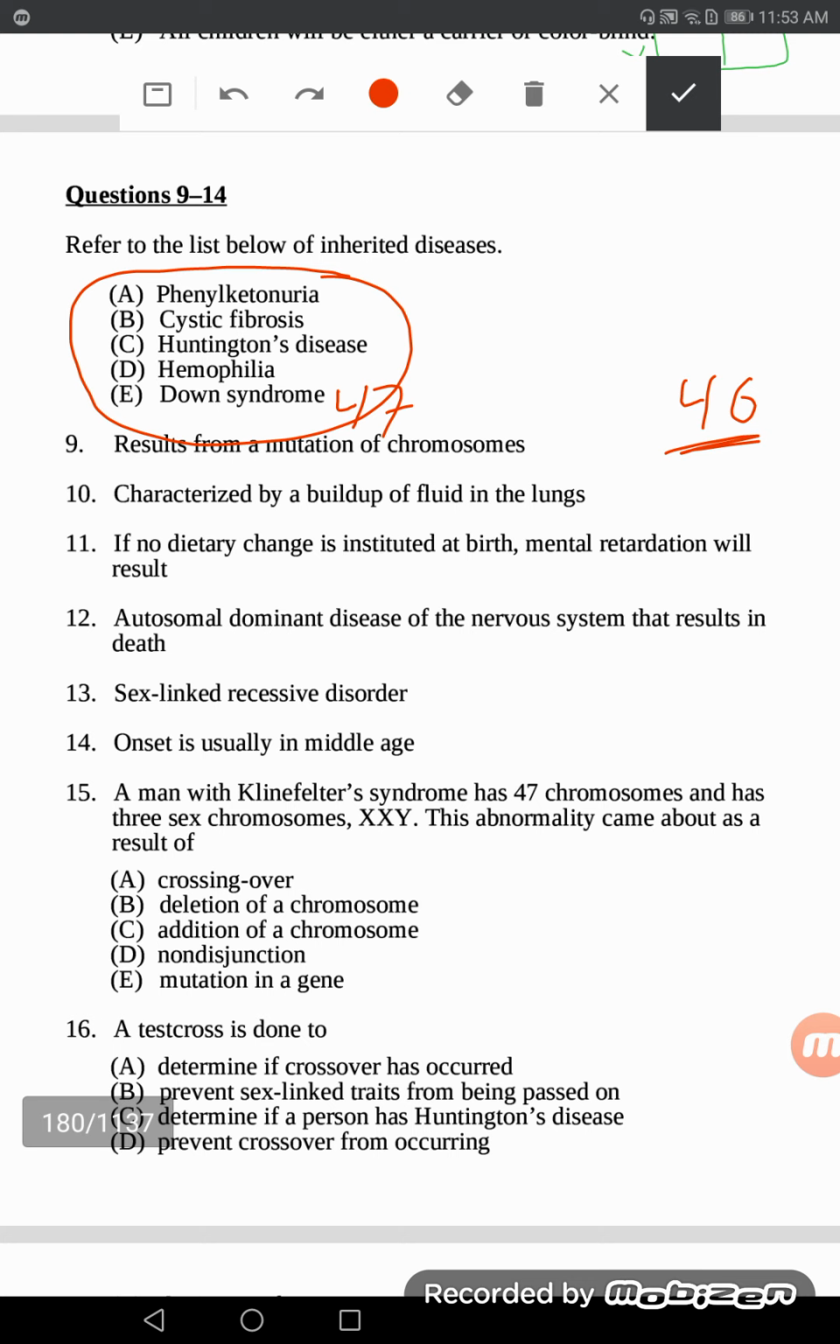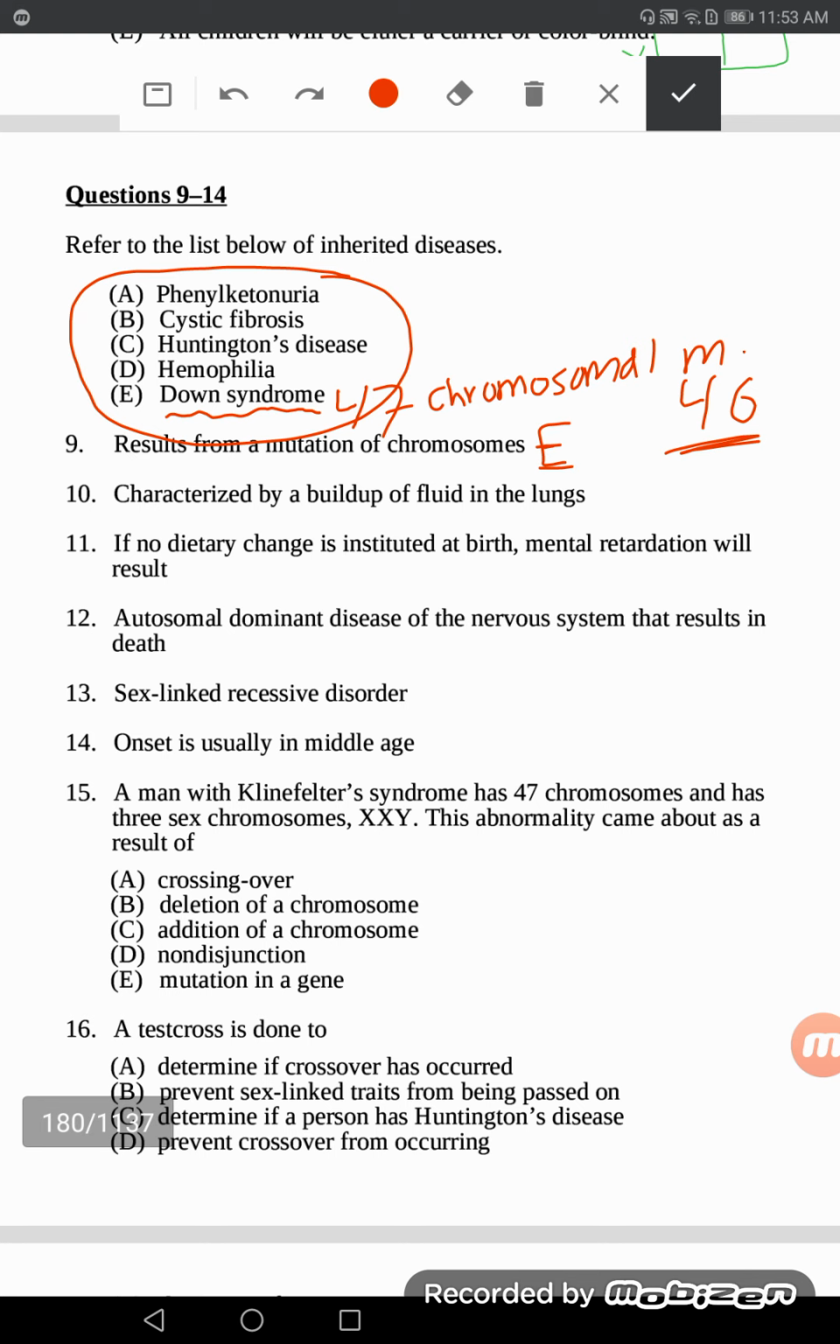They have one extra chromosome, and the type of this mutation in Down syndrome is chromosomal mutation. So the answer for question 9 is E. It is Down syndrome. Let us move to the second question.